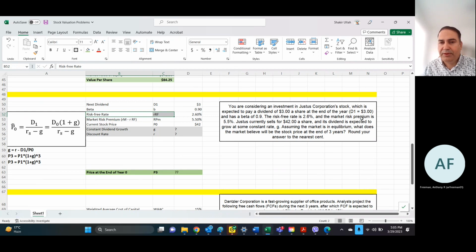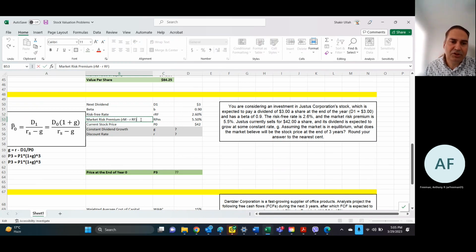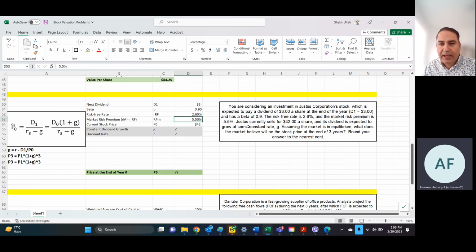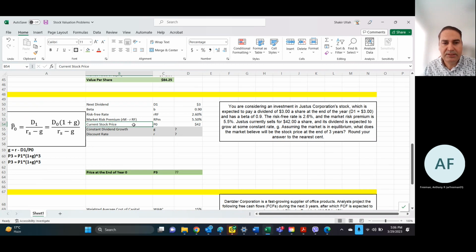And the market risk premium is 5.5%. I also note that down. Remember that the market risk premium is equal to RM, the market return, minus RF, the risk-free rate. The difference between the two is the market risk premium. We call that RPM in short, and it is 5.5%. They also tell us that the stock currently sells at $42. So this is the current price, which we call P0 in the formula, and that is $42.